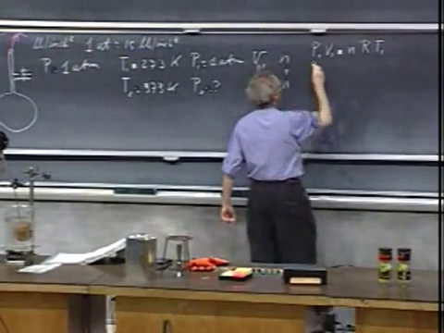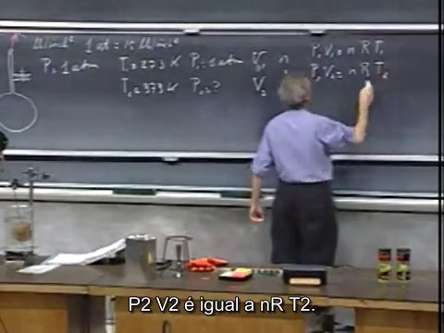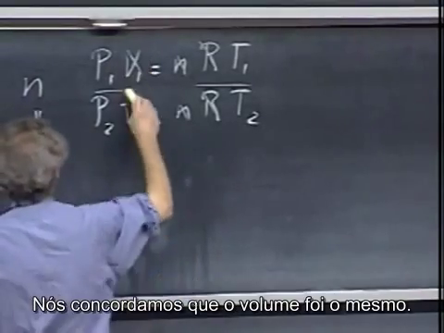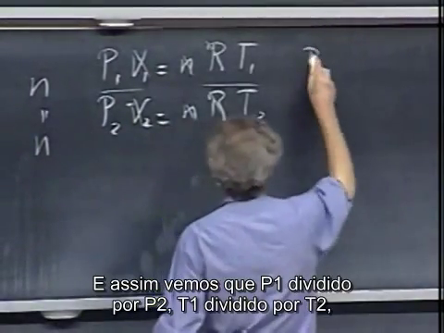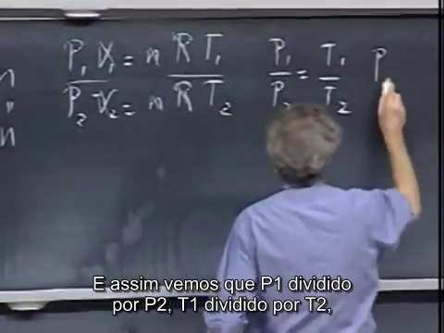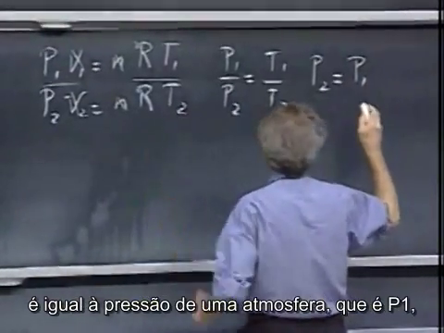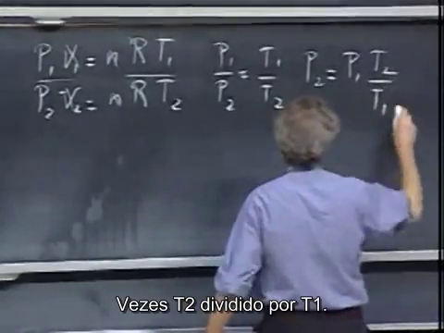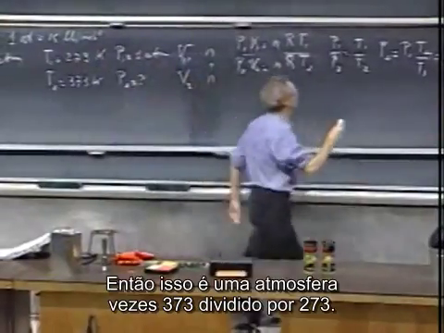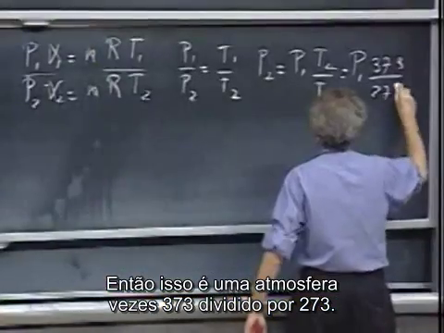P2 V2 equals N R T2. I divide these two equations, lose my N and my R. We agreed that the volume was the same. And so we find that P1 divided by P2 equals T1 divided by T2, or the pressure P2, which is our goal, equals the one atmosphere pressure, which is P1, times T2 divided by T1. T2 is 373, T1 is 273, so it is one atmosphere times 373 divided by 273.